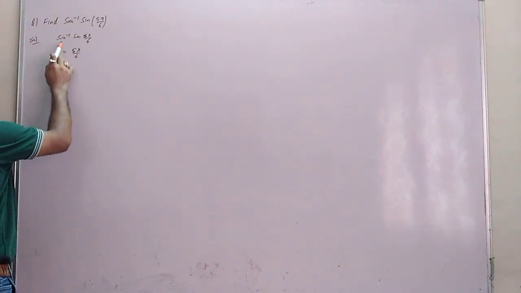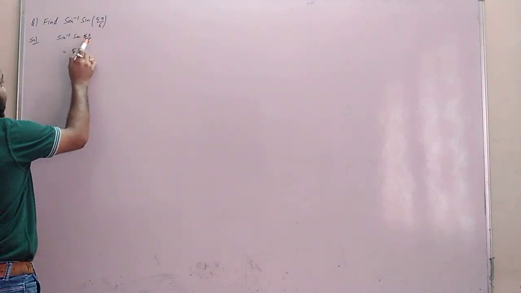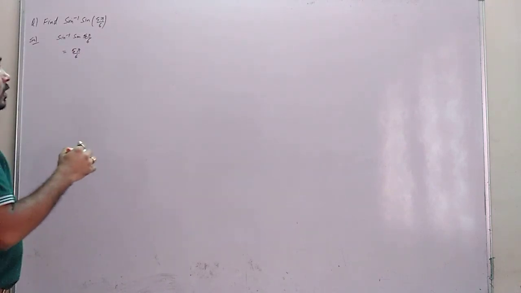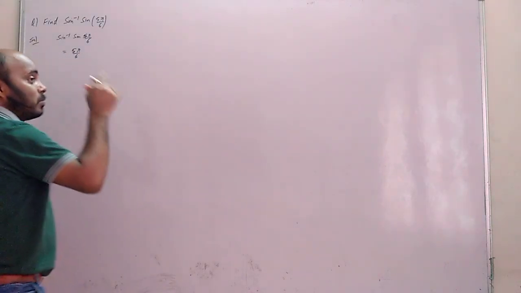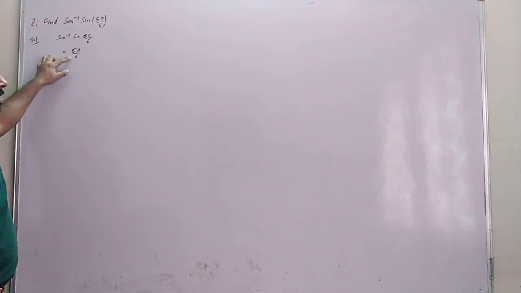Solution, start from here. Sine inverse sine pi by 6. What does the formula say? Sine inverse sine x equals x should be the answer. The formula says sin inverse of sin x equals x. That means sin inverse of sin 5 pi by 6 should be equal to 5 pi by 6.